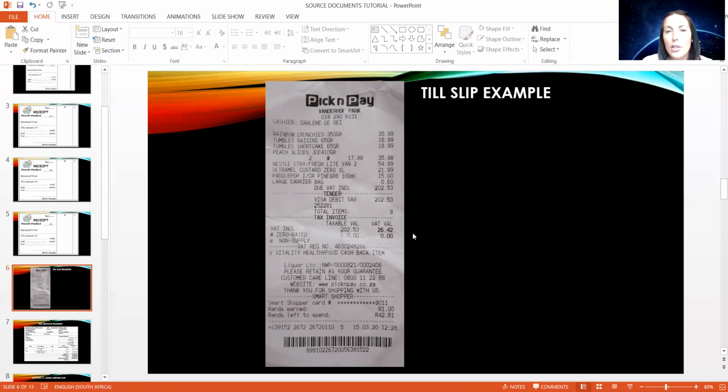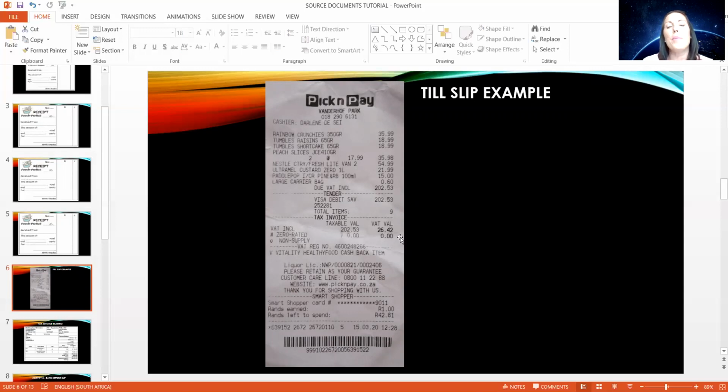Then if we go to the top, the total of this till slip was 202.53 rand, and they tell us the VAT amount is 26.42 rand, which is included in that 202.53 rand. And then just for interest's sake, they said there were no zero rated items.